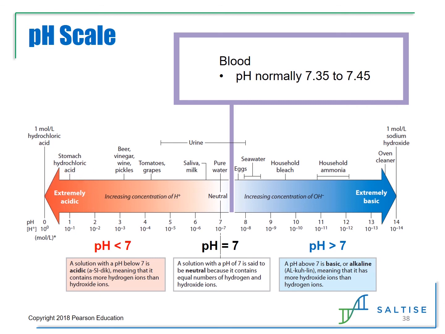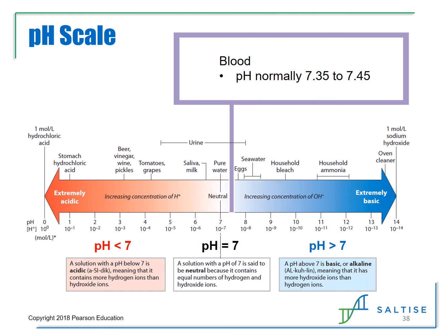For solutions that have a pH greater than 7, it would be described as being basic. Some basic substances include seawater, bleach, ammonia, oven cleaners, and sodium hydroxide. Sodium hydroxide in oven cleaner is considered extremely basic. For solutions that have equal numbers of hydrogen and hydroxide ions, the pH is equal to 7, and that's considered neutral.